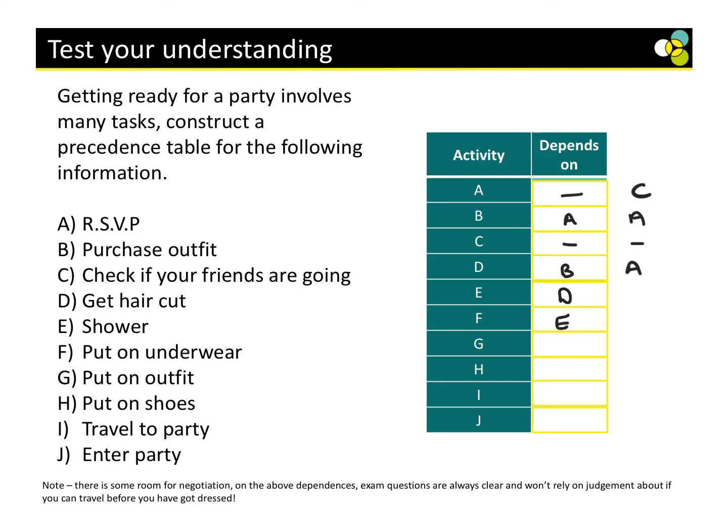Putting on your outfit depends if you've put your underwear on. Putting on your shoes depends if you've put your outfit on. Travelling to the party depends if you've put your shoes on. Entering the party depends if you've travelled to the party, okay? And obviously if you're going to the party, again, we could be speculative. So, this is just a little bit of fun to get us looking at precedence tables and what they actually mean and how we can use them to depend on.